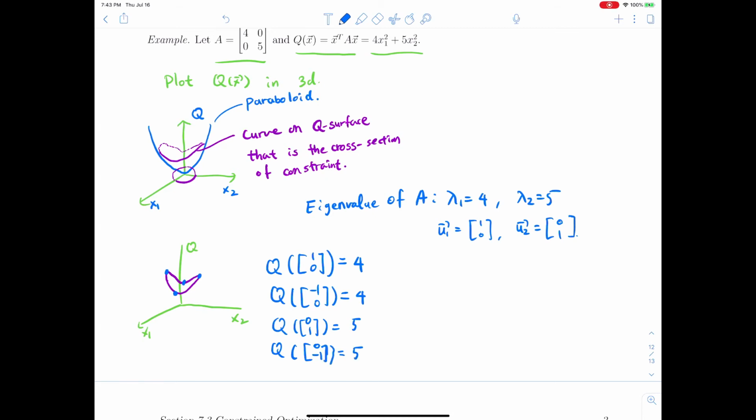So we can tell that this point in the direction of the positive x1 axis is given by (1, 0) and 4. And the other minimum point is given by (-1, 0) and 4. And the maximum value is given by (0, 1) and 5. And the other maximum value is given by (0, -1) and 5. So geometrically, the solution to the constraint problem corresponds to the max and min value of the curve, that is the cross-section of the given constraint.